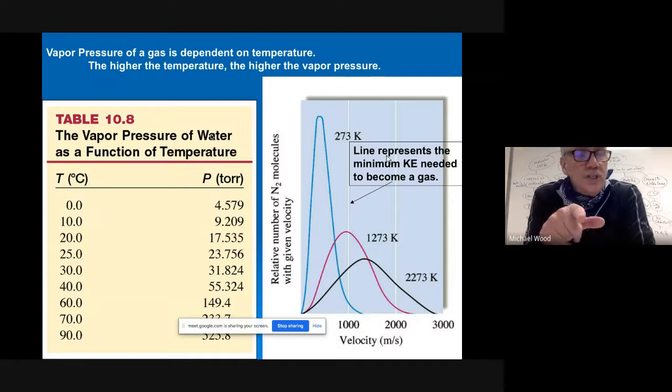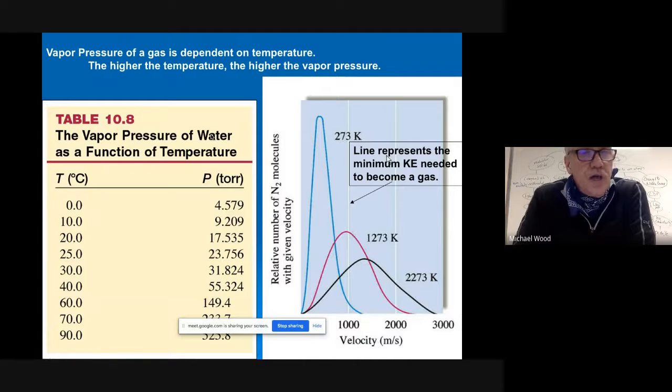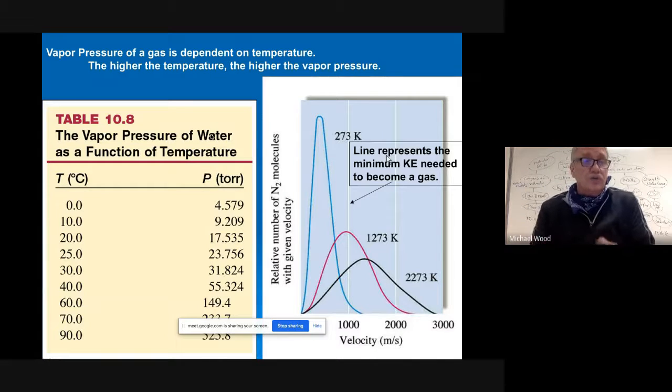What I wouldn't expect a first year chem student to do, but I would expect you to be able to do, is explain why. Why, when the temperature goes up, does the vapor pressure go up? It's a really simple explanation, and it goes with the diagram on the right. When the temperature goes up, that means the molecules are moving faster, and they're going to have enough energy to break those intermolecular forces from the liquid phase and become gas.